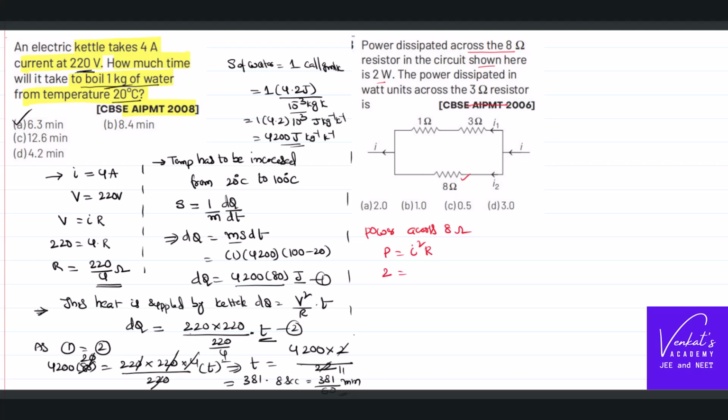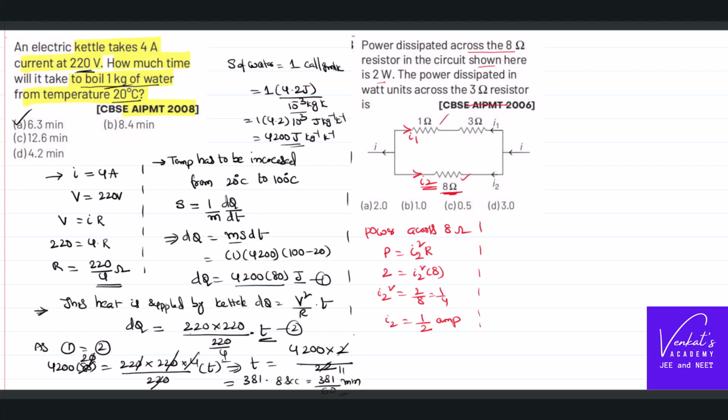Power is given as 2. Let me call this as I2. Let me call this as I1. So this is across 8 ohms now, so it becomes I2. So 2 equal to I2 square, and resistance across 8 ohms is 8. So I2 square is 2 by 8, 1 by 4. So I2 equal to 1 by 2 ampere. So I got the current across 8 ohms, I2, as 1 by 2 ampere. Then I1 is how much I have to calculate.